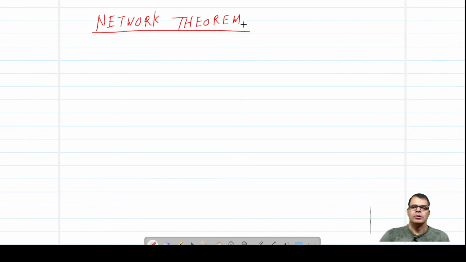So, why do we study network theorems? There are many theorems which will help us to simplify the circuit analysis, I mean to say greatly simplify the circuit analysis. That is the reason we study the network theorems. First, the first theorem we will discuss is the superposition theorem.